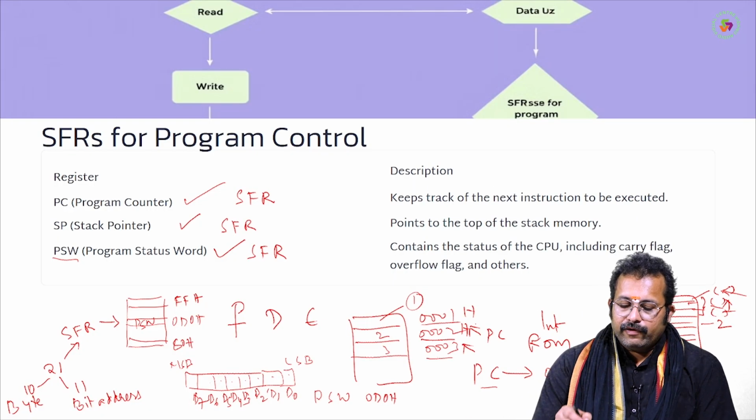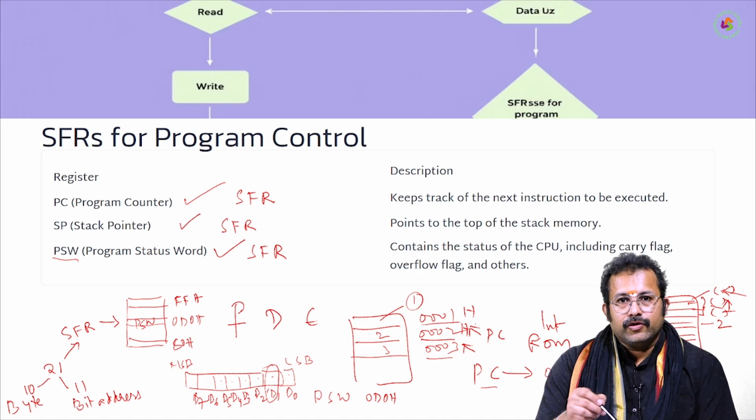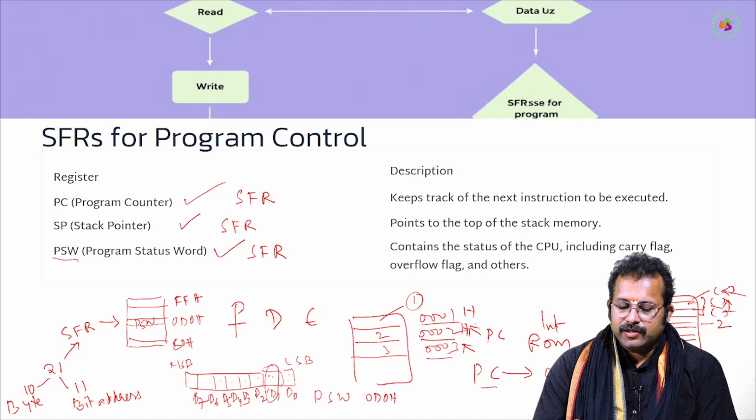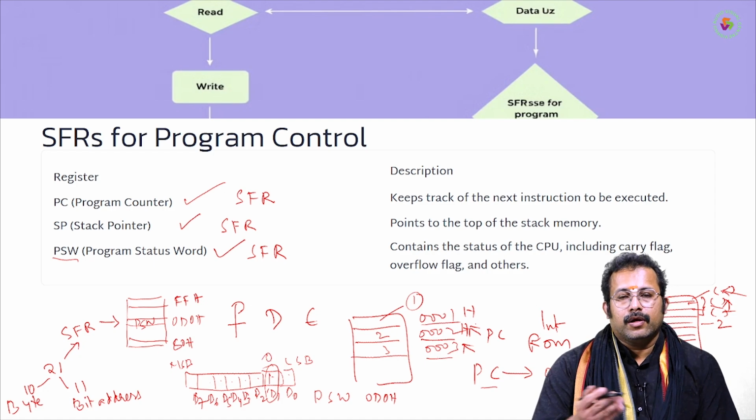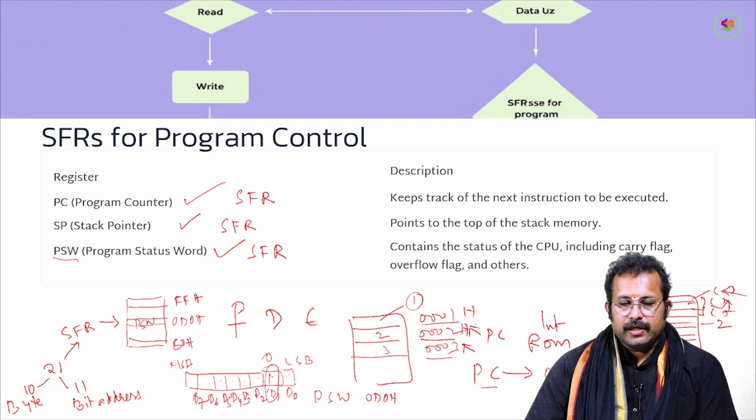If I want to modify the bit D1, I can use a bit instruction and change the bit value of D1. That means I can make it 0 or 1, or 1 or 0. So that is bit addressable registers.